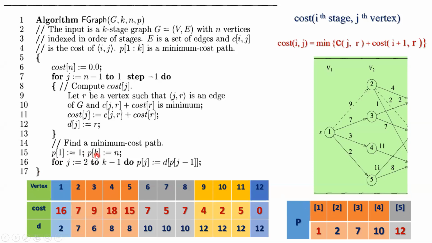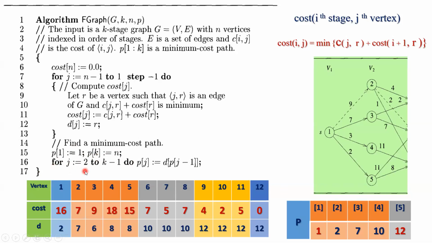What is P of k? What is k? Number of stages. k equals 5, so P of 5 equals n. How many vertices were there? 12. So here I am writing P of k equals 12. These two initializations I must make: the first vertex 1, and the last vertex by the last vertex number. Then the intermediate ones, that is 2, 3, 4, I must calculate, because 1 we have already done, it is 1.